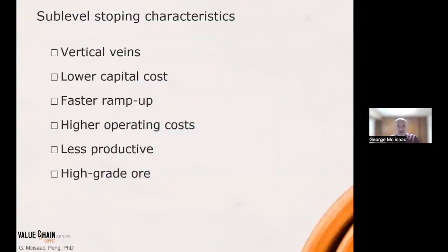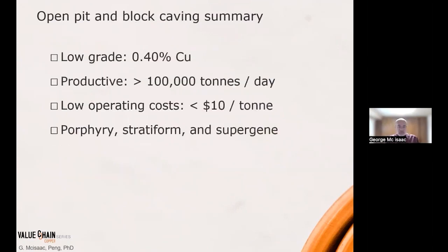For this method to work, we need vertical veins. Let's say down to around 50 degrees, sometimes maybe less, but in general, they have to be vertical. There's a lower capital cost because these mines in general are smaller and require less development. They also are faster to ramp up. We can achieve full production in less time than the other mining methods. However, because of all this development in the ore, plus the drilling and blasting, it has a higher operating cost. In general, the areas are quite limited, so these mining methods are less productive, and they are amenable to high-grade ores. So let's put some numbers on this.